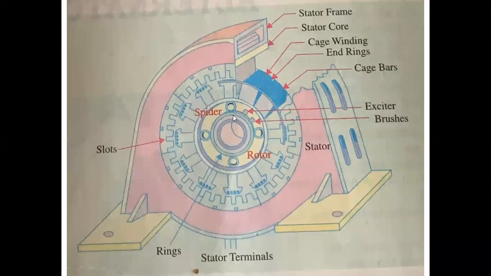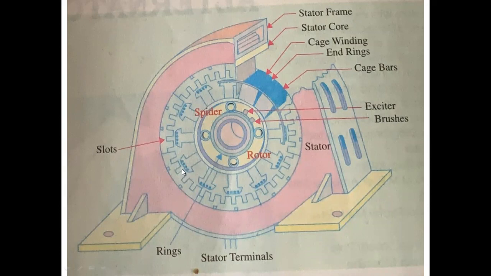The stator consists of a cast iron frame. It supports the armature core, and it has slots in the inner periphery. This is the outer circumference and this is the inner circumference of the stator. It has slots in the inner periphery for housing the armature conductors. These slots are used for putting the armature conductors in.